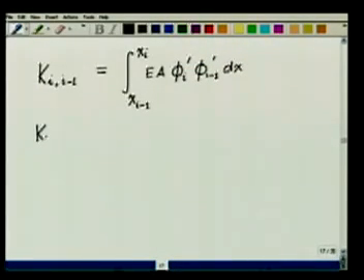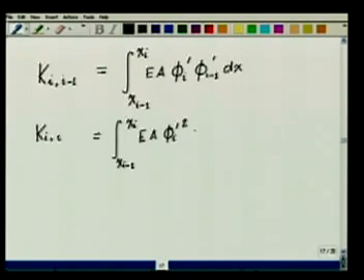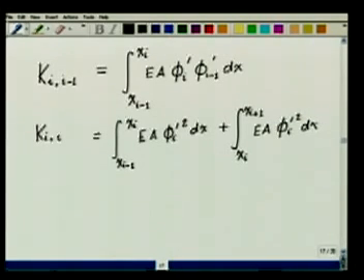Similarly, for the ith equation, the diagonal entry will be given as follows. Since phi I is non-zero in both elements I minus 1 and I, we will get the integral of Ea phi I prime squared dx over element I minus 1, plus the integral from xi to xi plus 1 of Ea phi I prime squared dx.